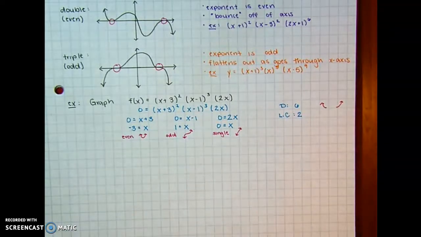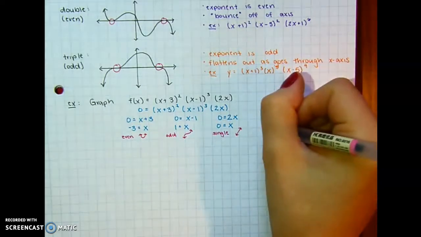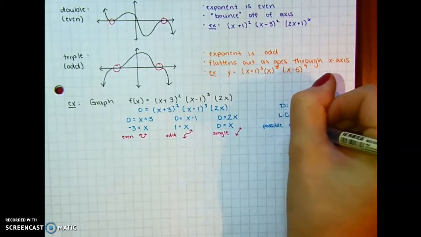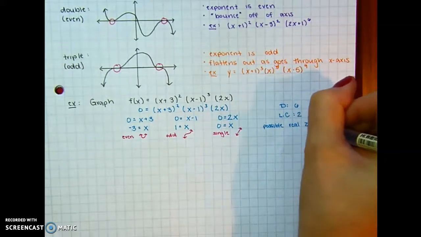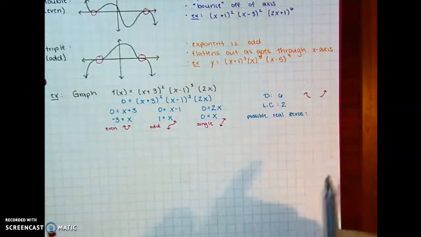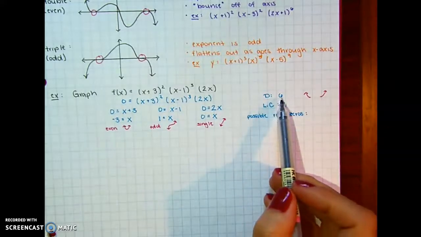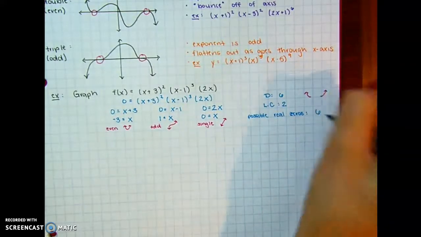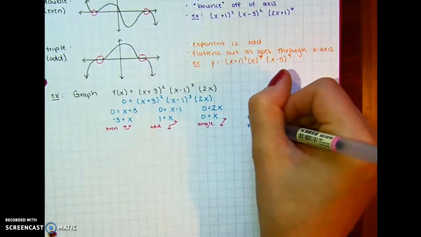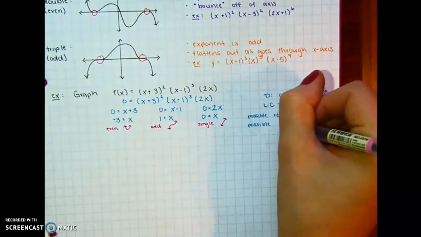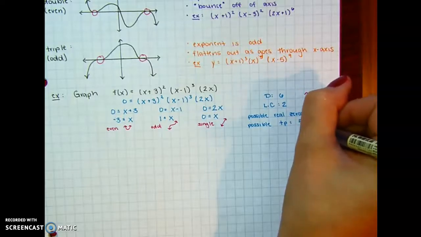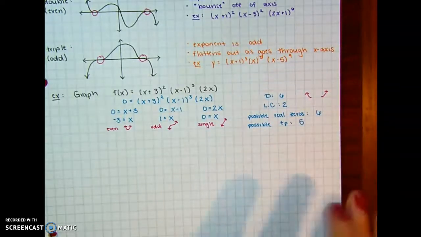So the possible real zeros, because I could ask that, so let's take notes. The possible real zeros is the same as the degree, so there's 6 possible zeros. And the possible turning points, I'm just going to say TP, would be 6 minus 1, so 5.